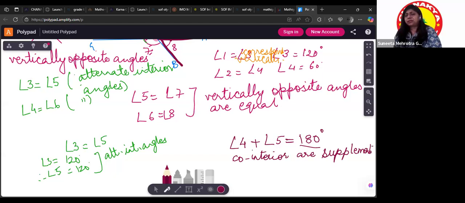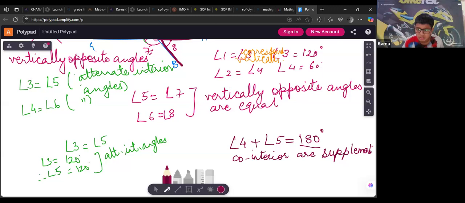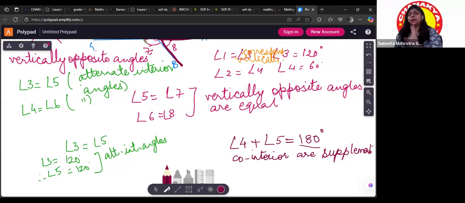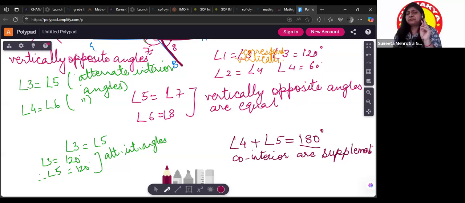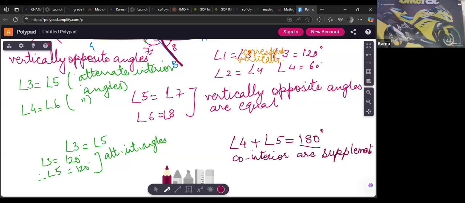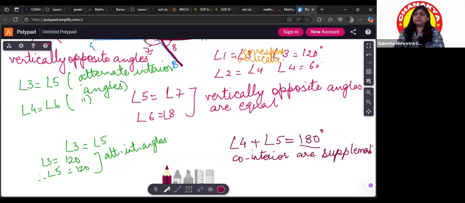If it is 90 degrees, what is it called? If the sum of any two angles is 90 degrees, it is said to be complementary angles. And if the sum is 180 degrees, it is said to be supplementary angles. Let me just write it down. 90 is complementary.